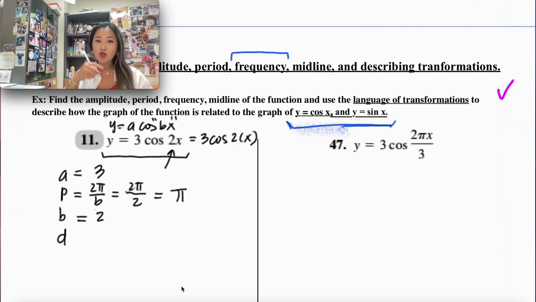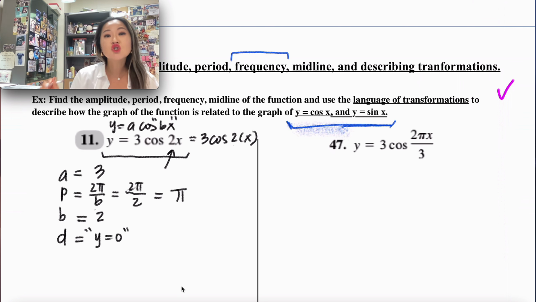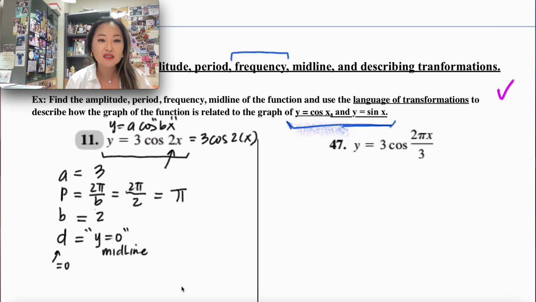Now, what does that mean? We'll talk about that after we identify the D. The D is, of course, the midline, which means y equals 0. The midline should be an equation of a line, so we should write it as y equals 0. You're right, the D is 0. Therefore, the midline is y equals whatever that D is.